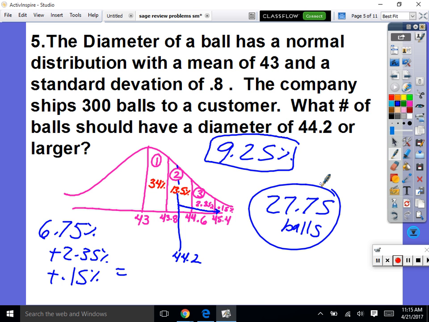I don't know the correct answer to that, if we should be rounding up or down. I think you might round down, because if we have 0.75 of a ball, we'll just not count that ball. I don't know, to be honest, what they were going to want you to do. 27 is my best guess as well. Okay, next one. Good thinking.